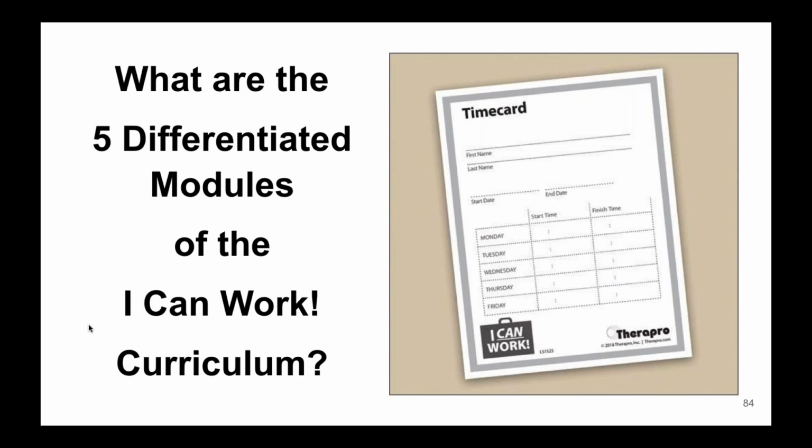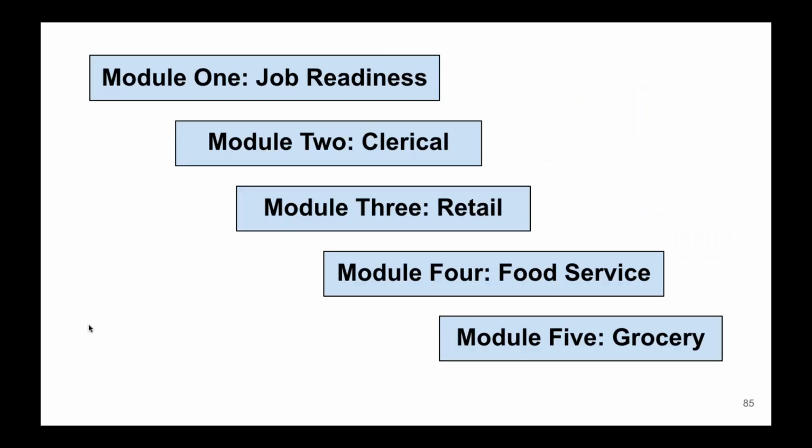So again, just think about what are those 5 differentiated modules that we were really talking about tonight, right? What is really the foundation, the building blocks to helping all find their spark? I really think it should start with that job readiness focus where you're building those soft skills, and then break it down into a few areas that are manageable to try a plethora of skills in, such as clerical, retail, food service, and grocery.